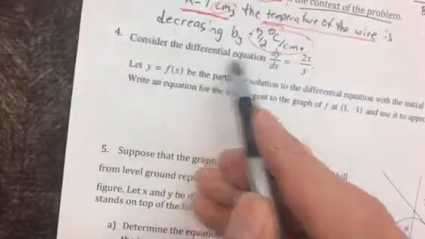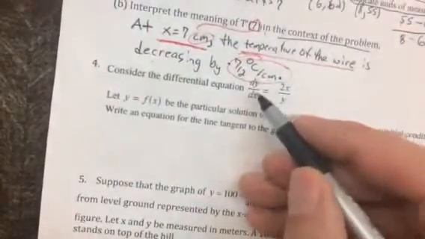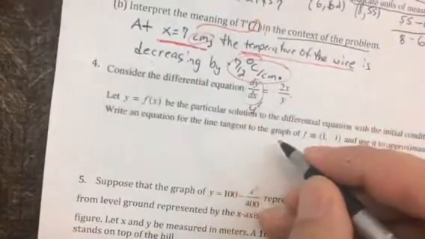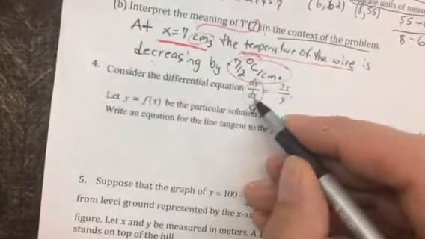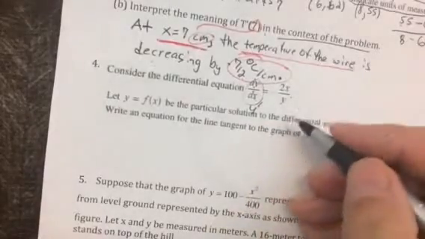problem. This is a differential equation. This is another way of writing y prime or f prime. This is the derivative. This is a function for the slopes of the tangent lines at different points.